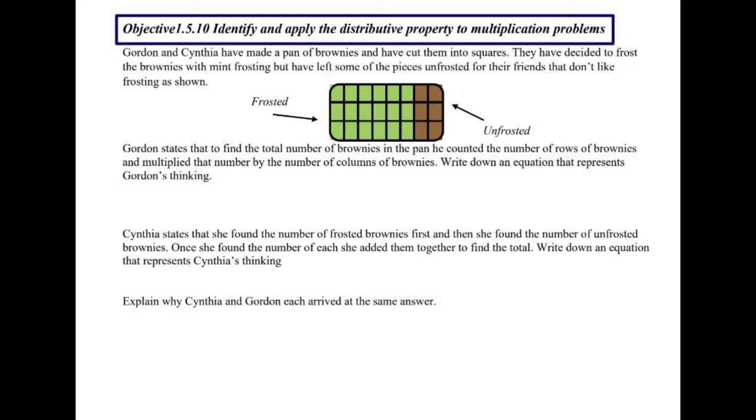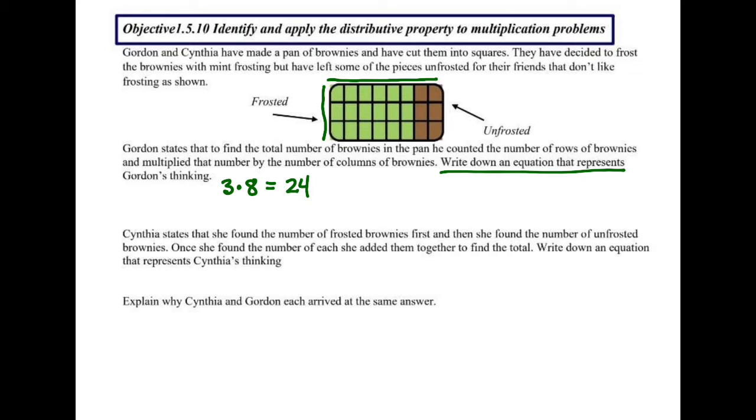So if he wants to find the total number of brownies by rows and columns, we have 3 rows, right? And 1, 2, 3, 4, 5, 6, 7, 8 columns. So 3 times 8, he would have 24. That's the equation that represents his thinking.